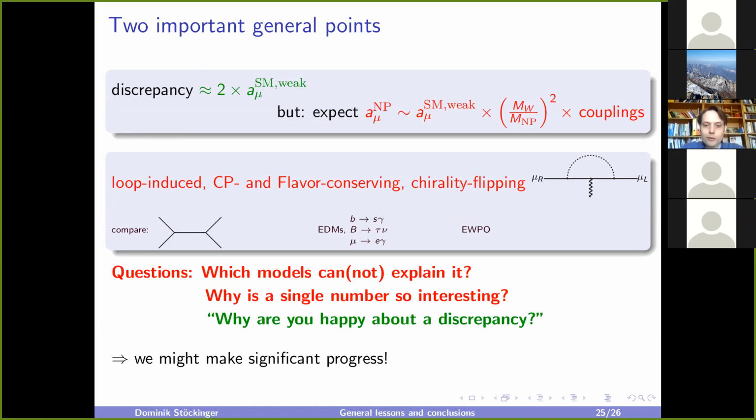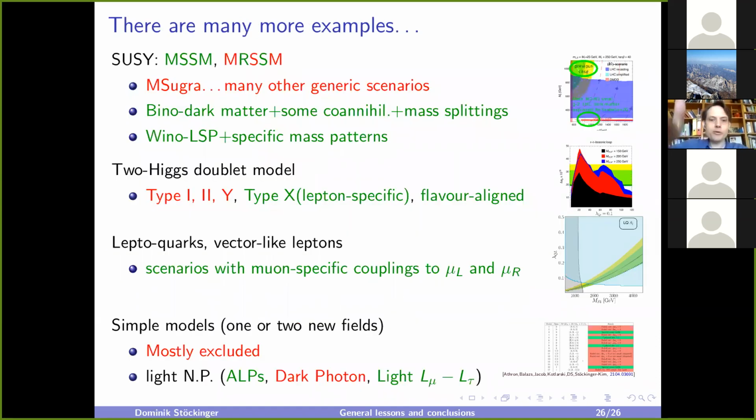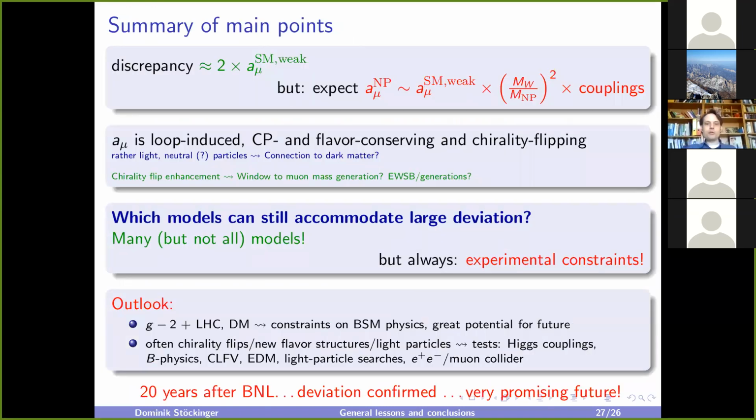And that makes us happy because we might now make really significant progress if the deviation gets confirmed in the future. Let me flash this slide without going into any detail. This is a list with green and red items for excluded and viable scenarios. But let me just summarize.